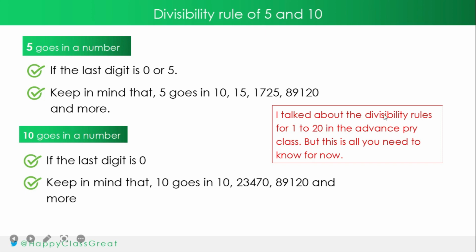I talked about the divisibility rules. Now you have just learned how to know if 2 can go into a number, if 3 can go into any number without remainder, and if 4 can go into any number without remainder, and if 5 and 10 can go into any number without remainder.